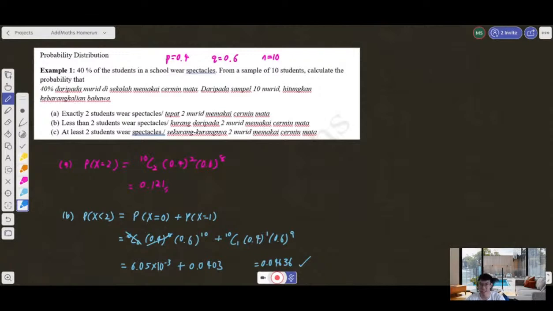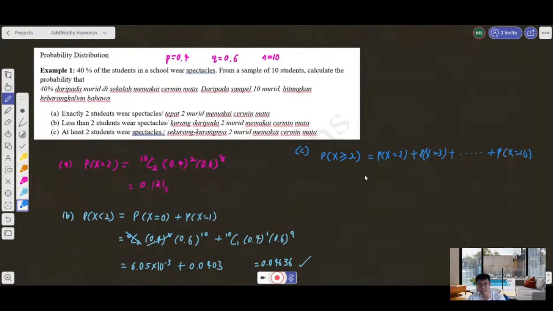Okay, so in C, at least 2 students wear spectacle. So at least 2 students means I want 2 or more students wear spectacle. So it can be 2, 3, 4, 5, 6, 7, 8, 9, 10. You need to plus until 10, which actually takes a lot of time.